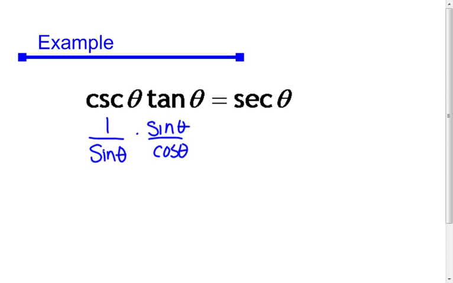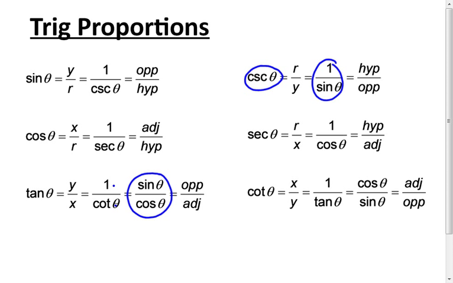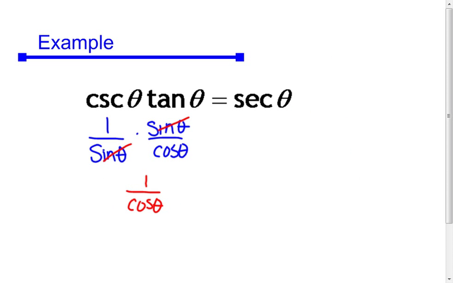Okay, then we can use some algebra and realize that the sines can drop because I'm multiplying. If I was adding, I couldn't do that, but I am multiplying, so I can. What I have left is 1 on the top and cosine on the bottom, okay? And if you look again back at these trig proportions, 1 over cosine right here is secant, okay? So 1 over cosine is secant.